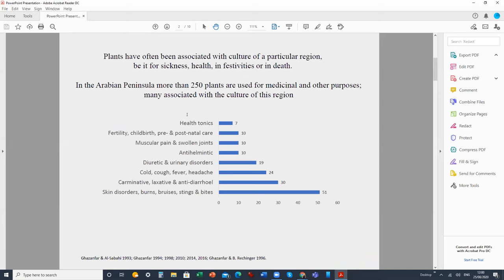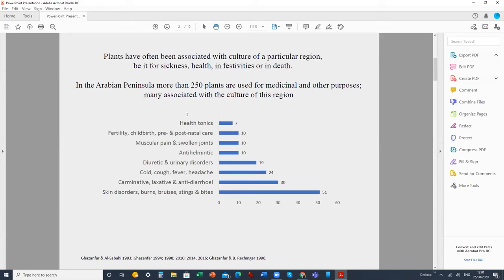Through my research and other people's research and data, I have collated the plants that are of medicinal and other purposes for the whole of the Arabian Peninsula. Very briefly, there are health tonics, plants used for fertility, childbirth, pre and postnatal care, and mostly for muscular and swollen joints. Arthritis comes into it, and if you sprain your leg or ankle, that also comes within that. Anthelmintics, if you have digestive problems that don't go away and people realize they may have worms, come under that. Then there are diuretic and urinary problems, cold, cough, fever, headache.